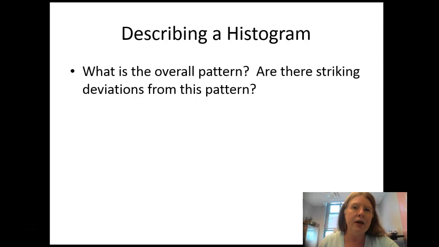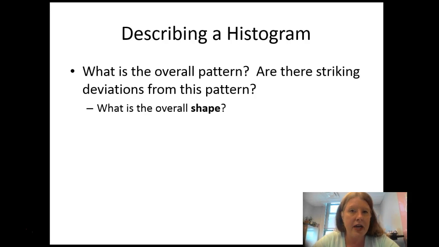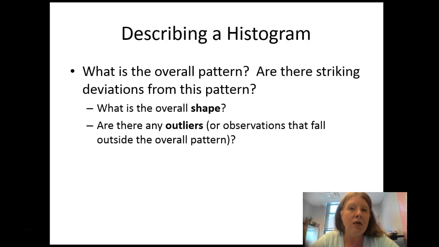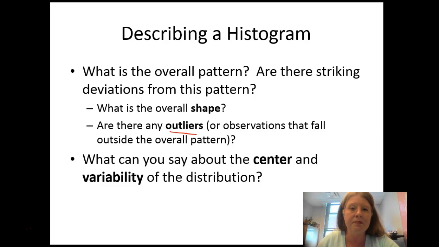So obviously we want you to focus on the overall pattern, any striking deviations from that pattern. So when we talk about that, we mean what's the overall shape? Is it skewed? In what direction is it skewed? Is it symmetric? Does it have some other type of shape? Are there any outliers? So are there any observations that seem to fall outside the overall pattern? Any values that are off by themselves, far away from the rest of the pattern? We'll look at some examples of that shortly.